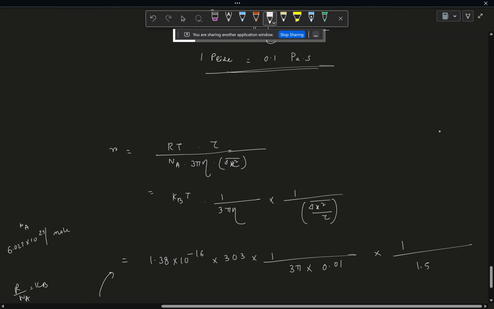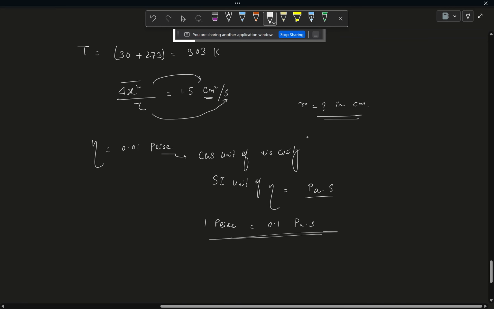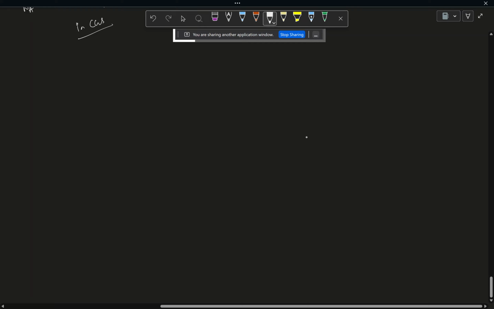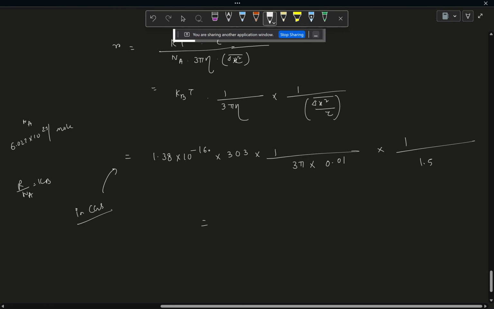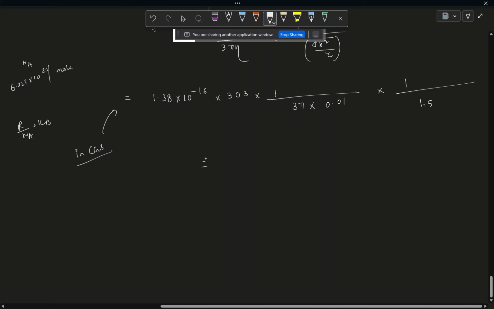Sorry, 1.5 centimeter square per second. Now if you calculate it, you will get your answer. I am probably not missing any other terms, so let me calculate it once. 1.38 into 10 to the power minus 16 into 303. I hope you are also doing the calculation side by side. Divided by 3 into pi into 0.01 into 1.5. So we are getting 2.95 into 10 to the power minus 13.